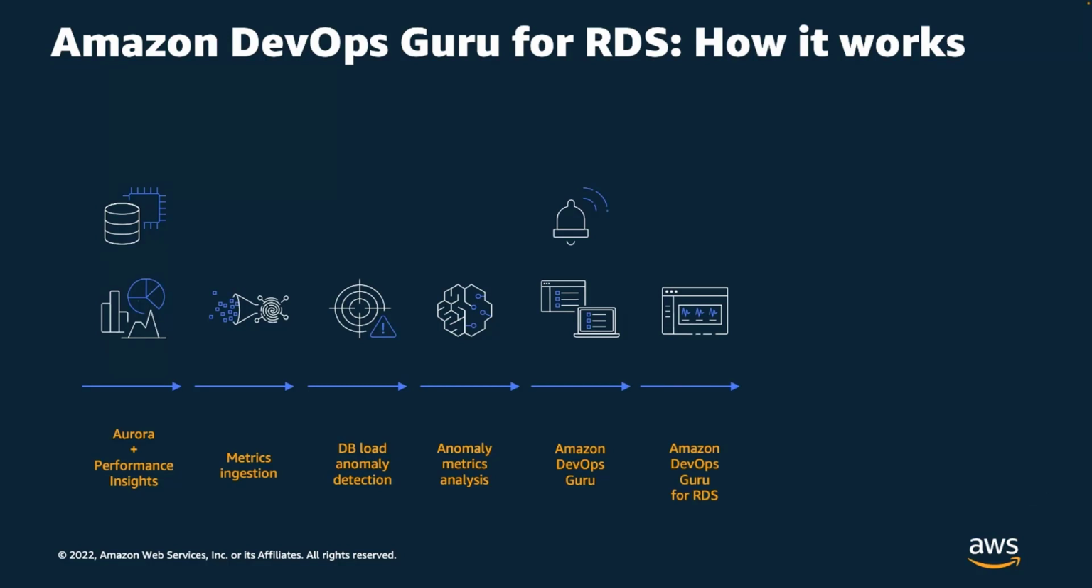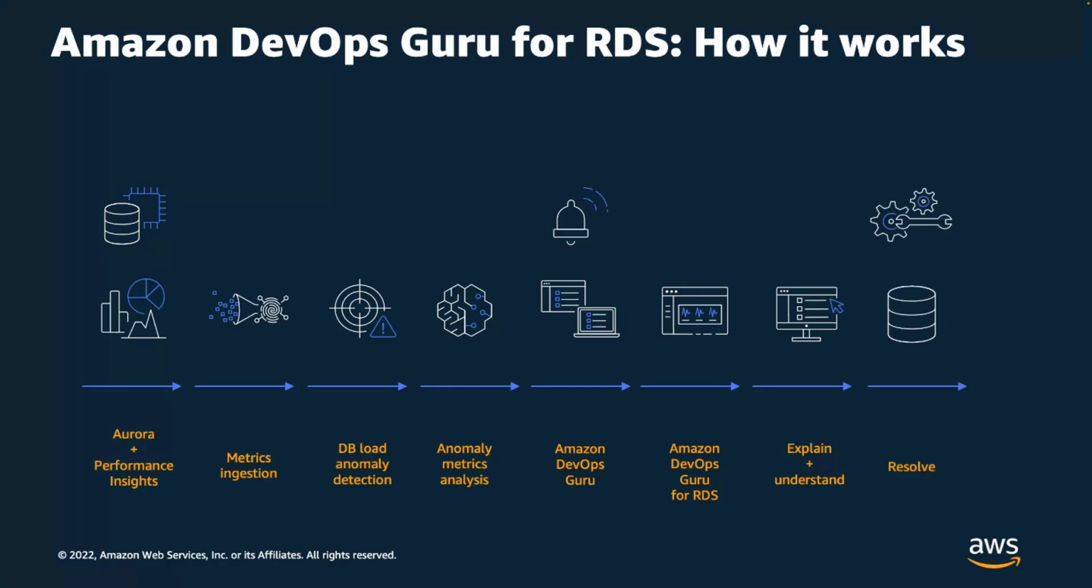Anytime DevOps Guru for RDS has detected an anomaly in an Aurora cluster, the DevOps Guru console will highlight it and direct you to the DevOps Guru for RDS detail page for that anomaly. On that detail page, DevOps Guru for RDS displays the analysis results, providing the context necessary to understand what is contributing to the database issue, and more importantly, also the results of the analysis that point you to the best next steps for resolving the problem.